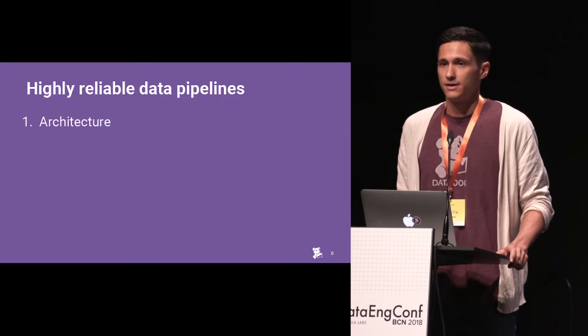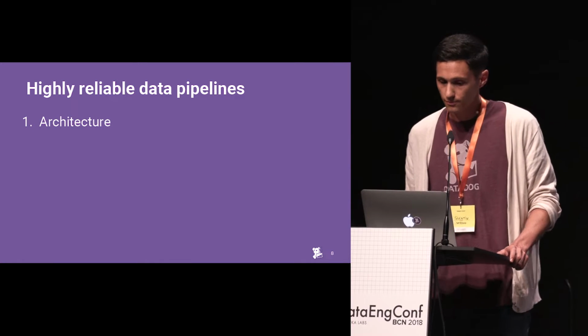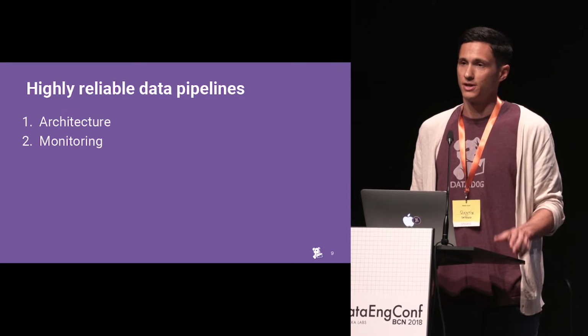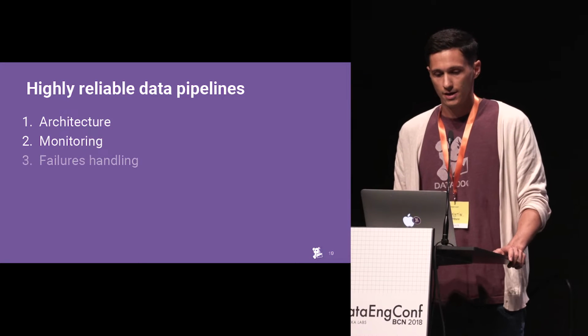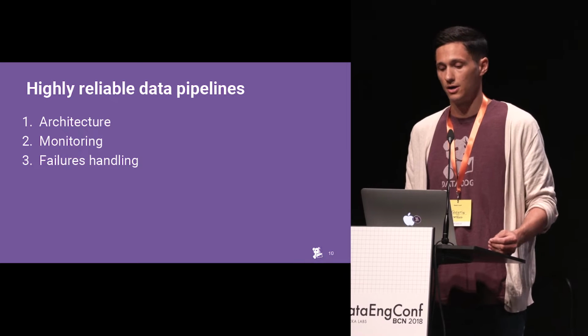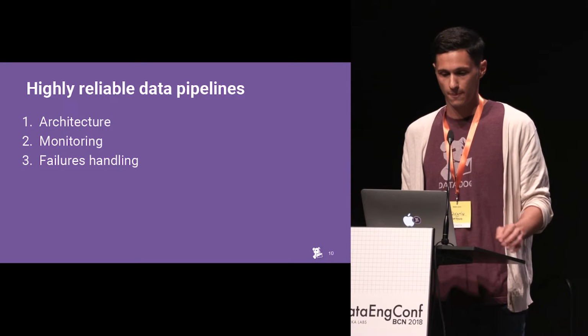So with that definition in mind, I'll be talking about how we architect our data pipelines. I will be talking about how we monitor the pipelines to make sure that we detect those failures early when they happen. And I will talk a bit about what tools we have in place to cope with these failures and make sure we can fix the issues early enough.